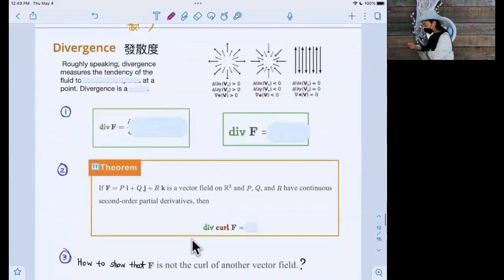Okay. Next one, let's do a recap on divergence. Okay. So divergence measures the tendency of the fluid to converge or disperse at a point. Okay, divergence is a scalar. Okay, so is it going to diverge outward or going in? Okay, so with positive, it's going to go out, and with negative, it's going to go in.